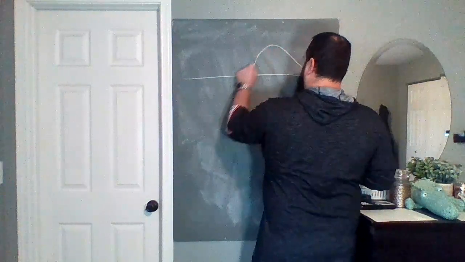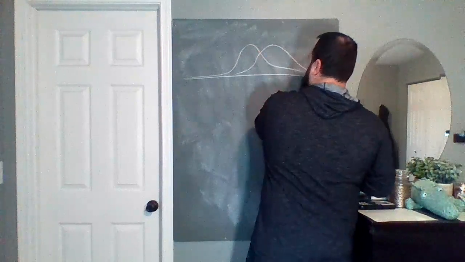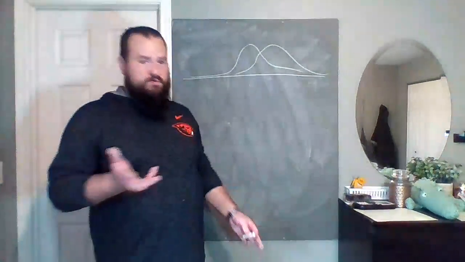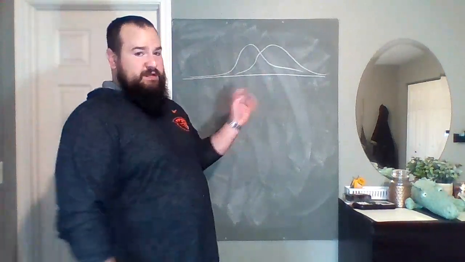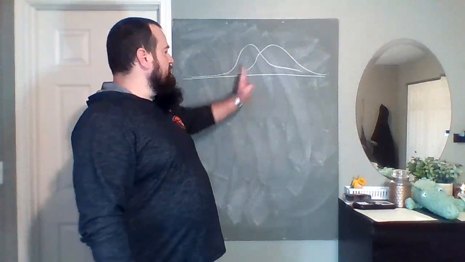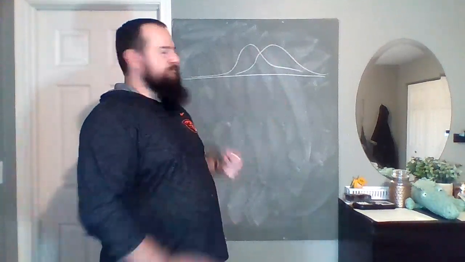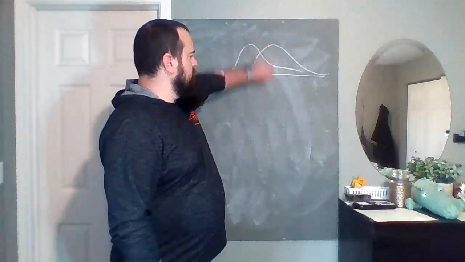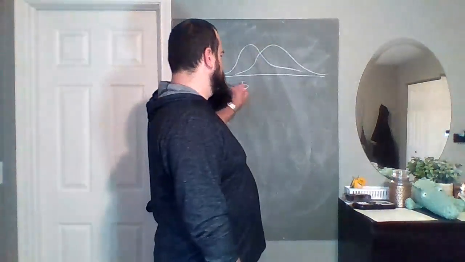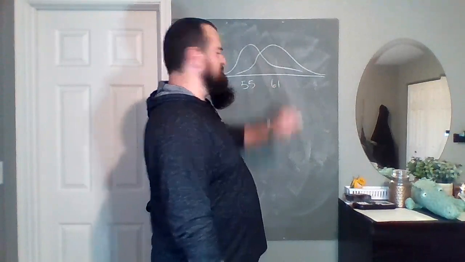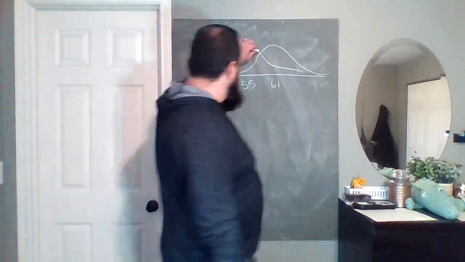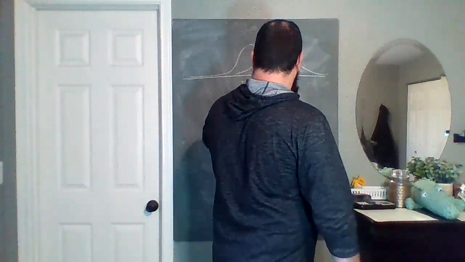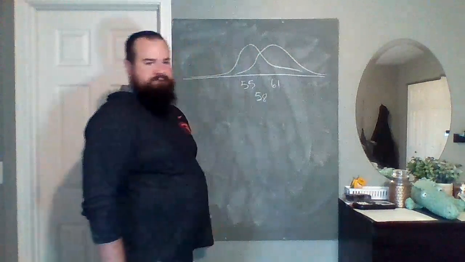So let me just draw 2 curves. There's 2 standard normal curves, roughly, given my artistic ability. They're on the same number line. I didn't just draw them like that because I'm lazy and didn't want to draw 2. One has a mean here, one has a mean here. Okay? Let's say this right here is 55 and this is 61. Let's say this guy right here is 58. Okay?